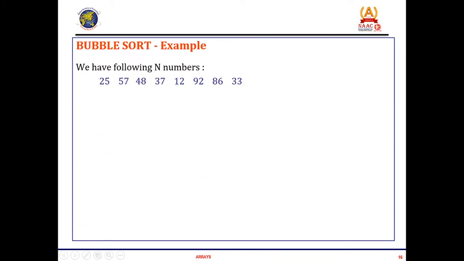Now, let us try to understand that procedure with an example. Let us say I have an array with 8 numbers, and the numbers are given to you on the screen. Let us say the array name is A, so it starts from subscript 0 to 7. A of 0 is 25 and up to A of 7, which is 33. Now, we implement the bubble sort algorithm on this array to ensure that the elements are sorted in ascending order.